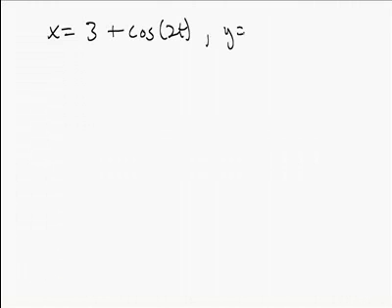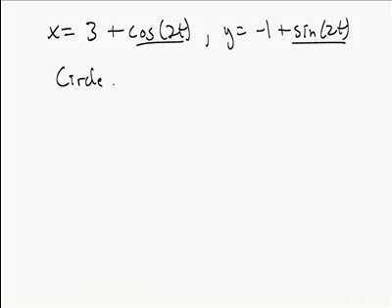Now returning here, if we do something like this, x equals 3 plus the cosine of 2t, and y is equal to, say, negative 1 plus the sine of 2t. Well, what have we done here? We've done our cosine and sine, same argument of 2t and 2t, so that gives us a circle, but we've shifted 3 in the x and negative 1 in the y. So that's going to be a circle of, radius is going to be 1 here.